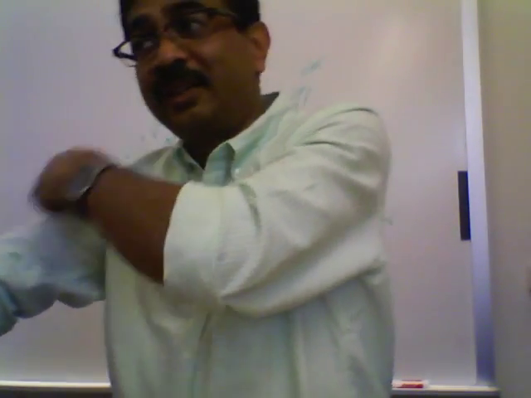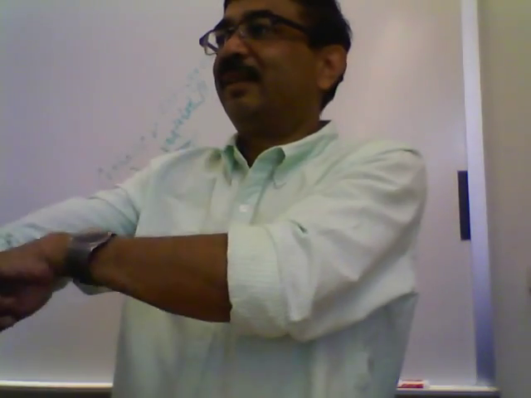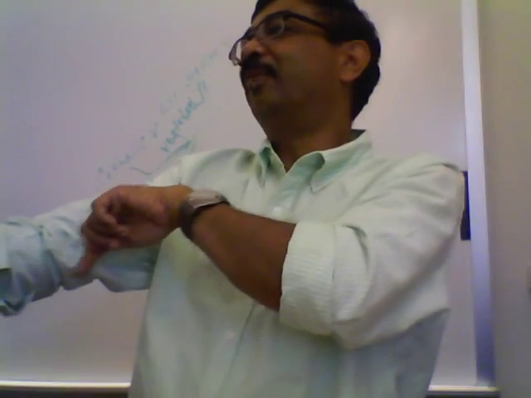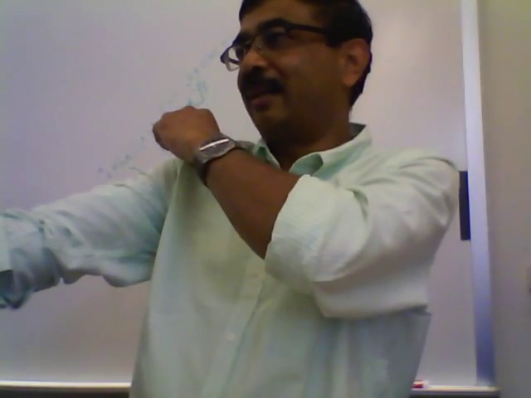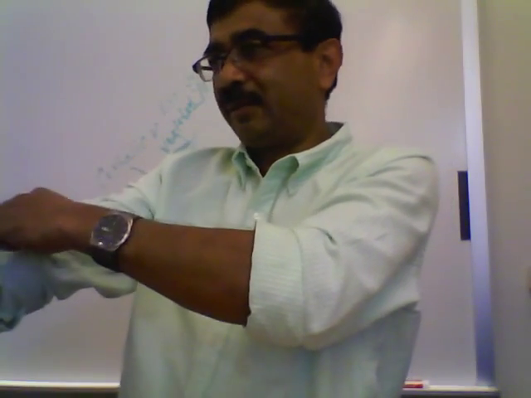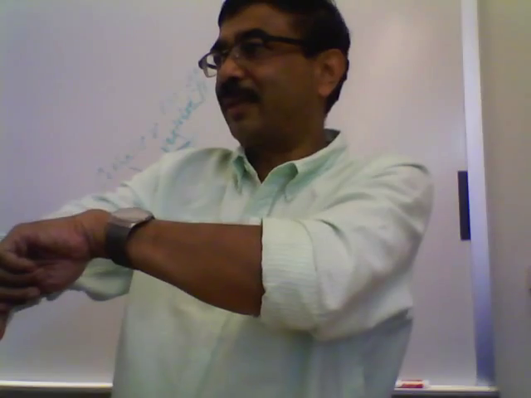Definitely axillary continues as brachial, right? And two other branches, cephalic and basilic, right? Those two are the branches. Then axillary becomes what? Brachial. Is it clear? Axillary becomes brachial and two branches, cephalic and basilic.